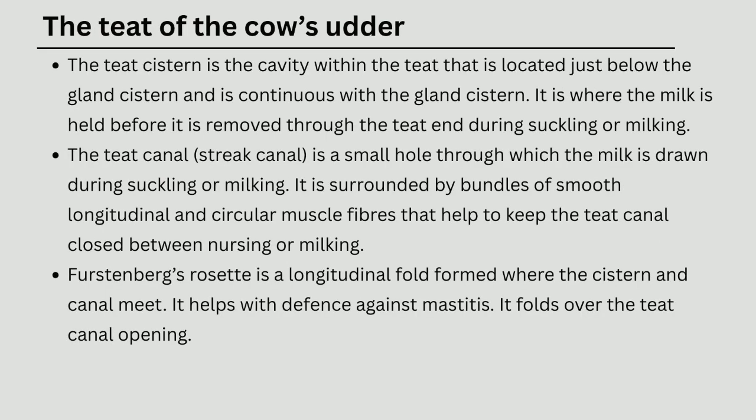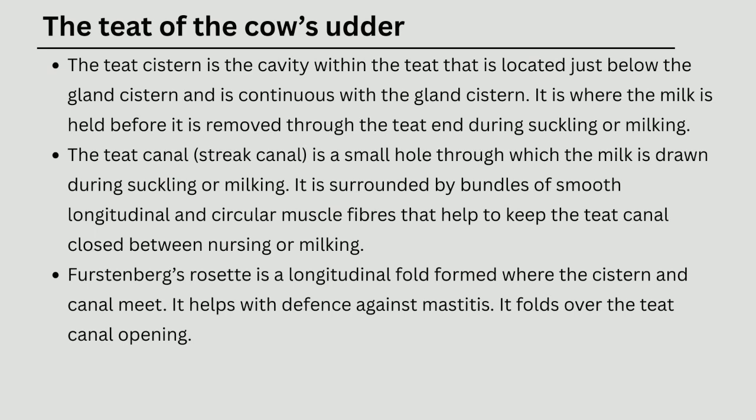The teat of the cow's udder. The teat cistern is the cavity within the teat that is located just below the gland cistern and is continuous with the gland cistern. It is where the milk is held before it is removed through the teat end during suckling or milking. The teat canal, streak canal, is a small hole through which the milk is drawn during suckling or milking. It is surrounded by bundles of smooth longitudinal and circular muscle fibers that help to keep the teat canal closed between nursing or milking.